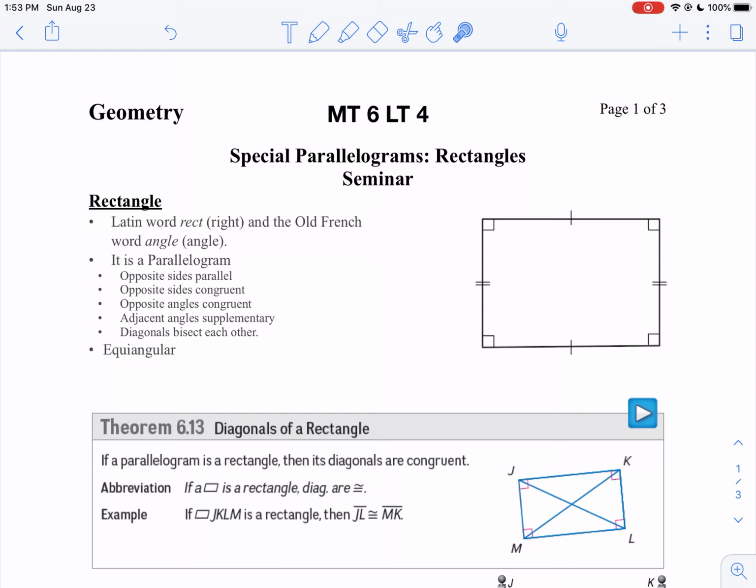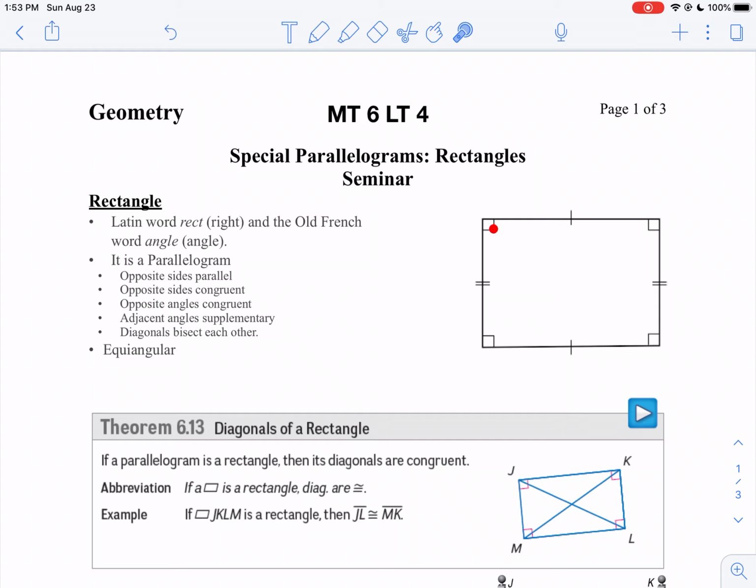Hint, it's a parallelogram. So everything we knew about parallelograms is true about a rectangle. The opposite sides are parallel. The opposite sides are congruent. The opposite angles are congruent. The adjacent angles are supplementary and the diagonals bisect each other. And on top of that, it's equiangular. That is, all four angles are the same.